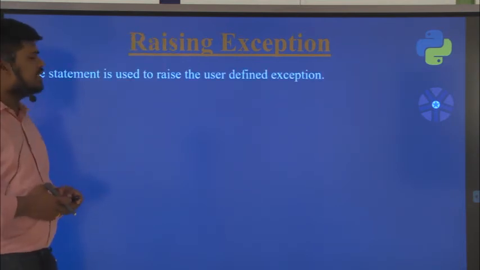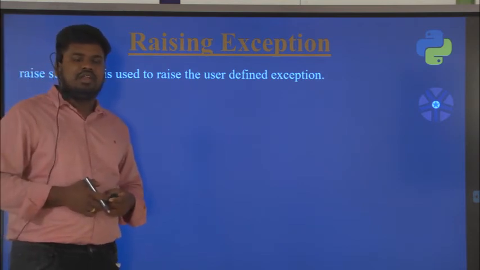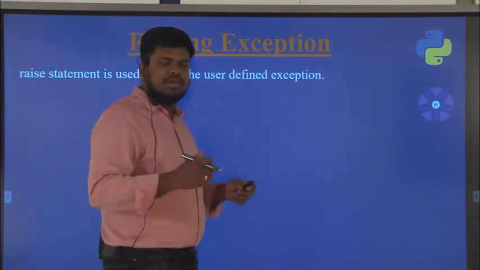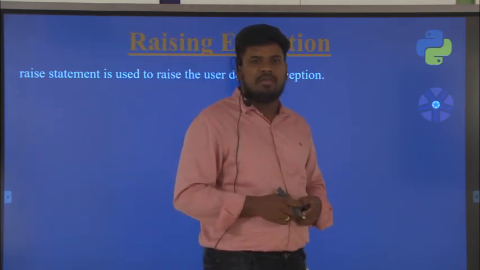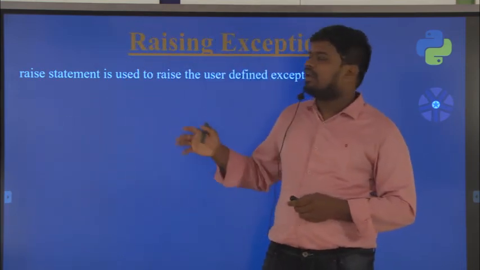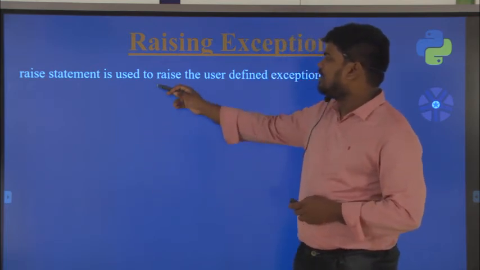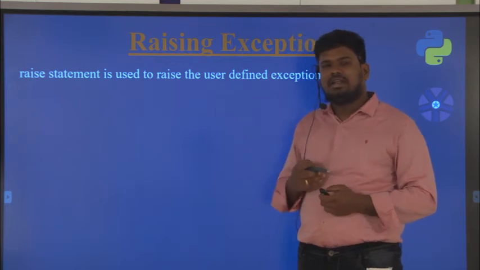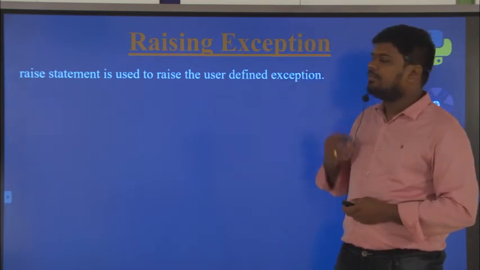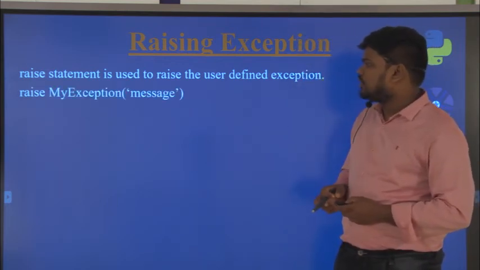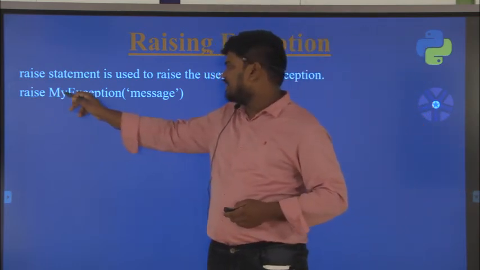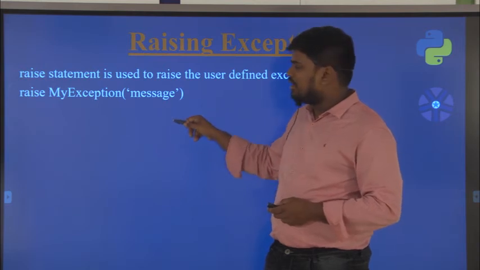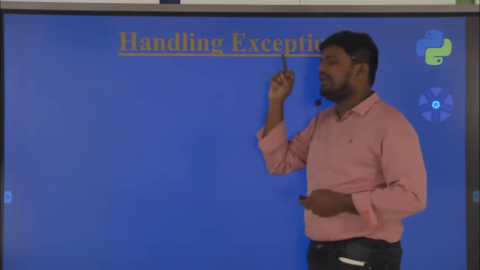And coming to the next one is how to raise an exception. Raising an exception is very similar, if you are familiar with C++ or Java programming. Here we can happily raise MyException. The raise statement is used to raise a user-defined exception. So the raise statement here we are using to raise our own, user-defined exception. Here I have to use raise MyException and the message you have to mention here. Is it clear?